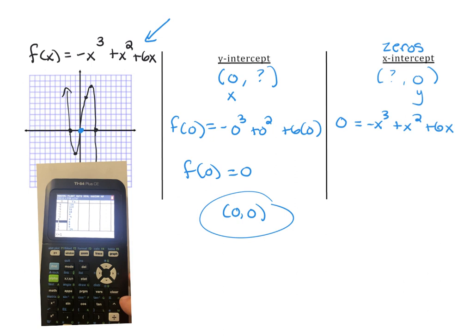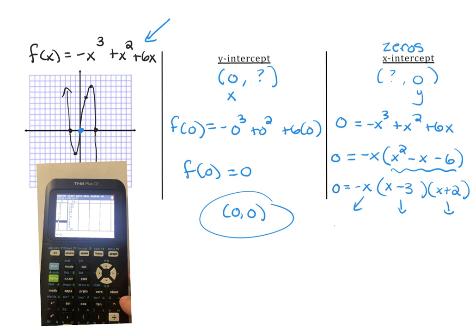But for this one, this polynomial, I'm going to think about factoring. I'm going to factor out a negative x, which will leave me with positive x squared minus x minus 6. But now, this is a quadratic that can be factored more. That can go down to x minus 3 and x plus 2. So now zero product property, I'll have three solutions. x will be 0, x will be 3, and x will be negative 2.